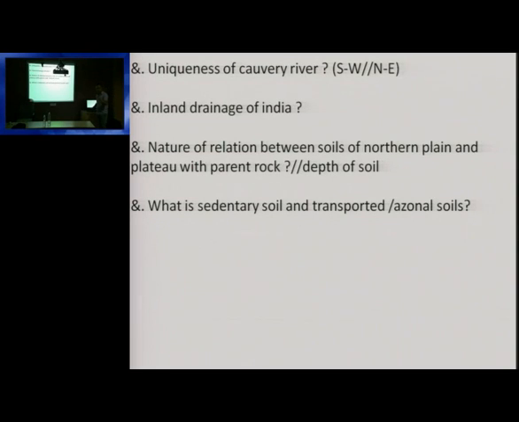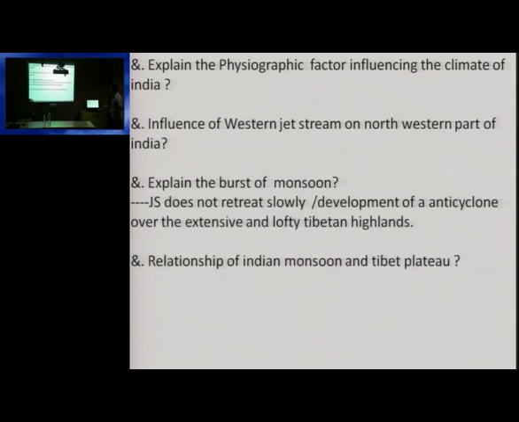On the other hand, the soil that has been formed in the northern part of India, that is the Indo-Gangetic plain, doesn't have any relation with the parent rock, because it has been formed by transportation from the upper Himalayan region, and that type of soil is known as transported or azonal. Why azonal? Go and find out, okay?